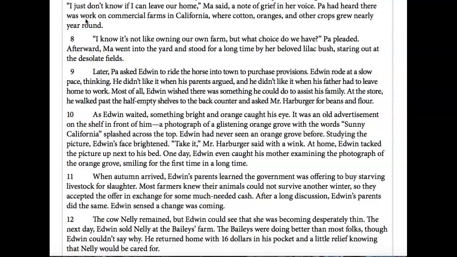Later, Pa asked Edwin to ride the horse into town to purchase provisions. Edwin rode at a slow pace, thinking. He didn't like it when his parents argued, and he didn't like it when his father had to leave home to work. Most of all, Edwin wished there was something he could do to assist his family. At the store, he walked past the half-empty shelves to the back counter and asked Mr. Harburger for beans and flour.